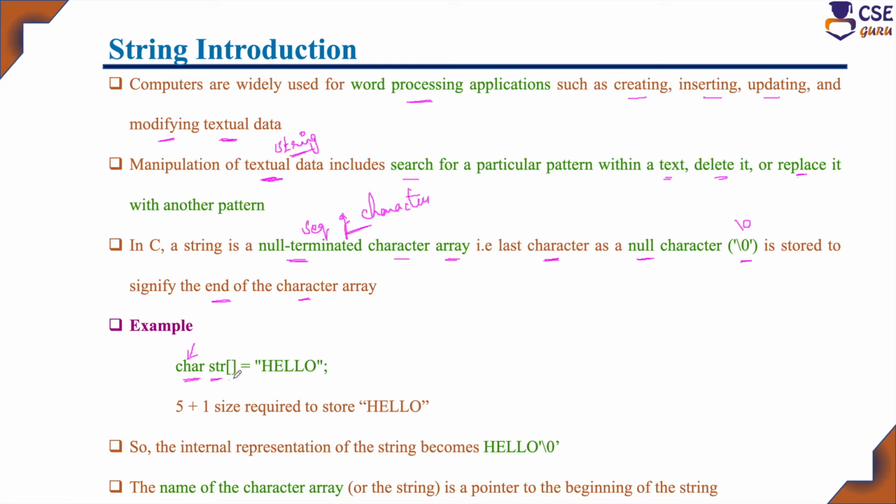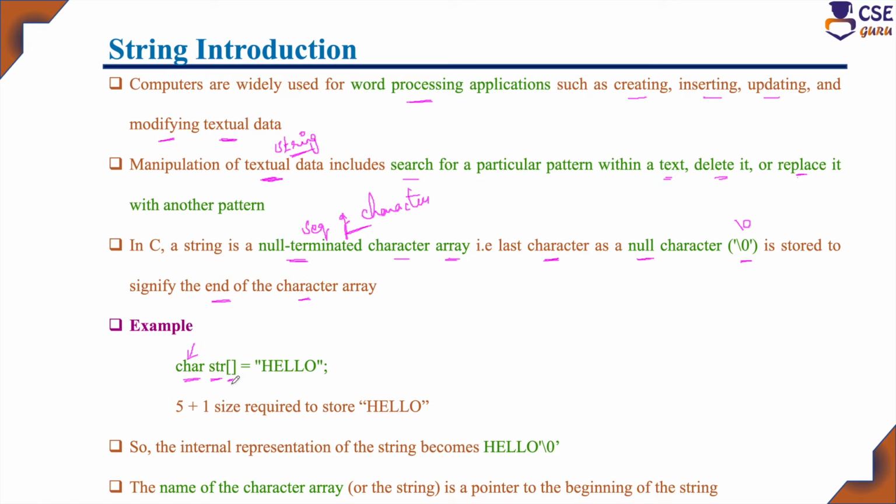Example: char is the data type and str is the string name. And within the square brackets, as in arrays, we specify the size. Likewise, for a string also, within the square brackets, we have to specify the size. Sometimes we don't know the size of the string. We always know the advantages and disadvantages of specifying the size of an array. If you specify the size exactly, no problem. If you specify a smaller size, we cannot store the complete data.